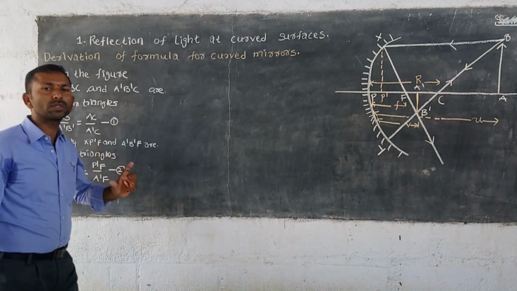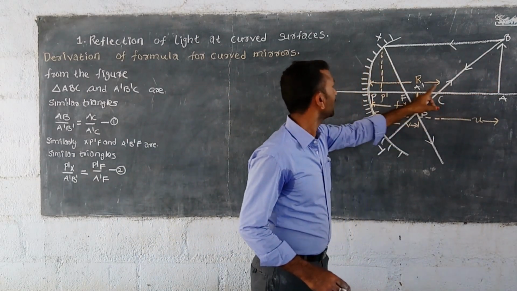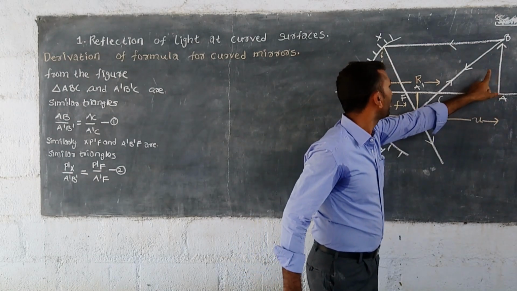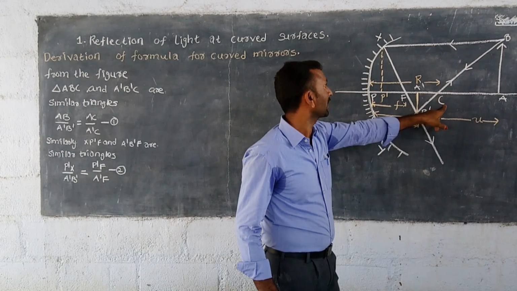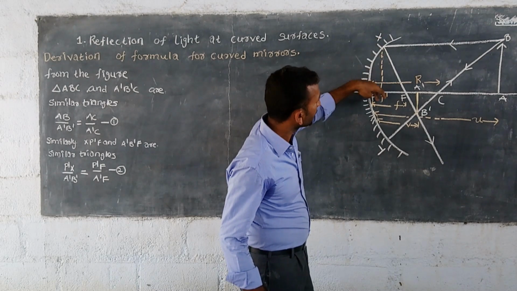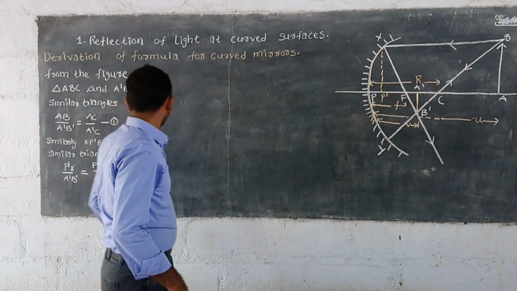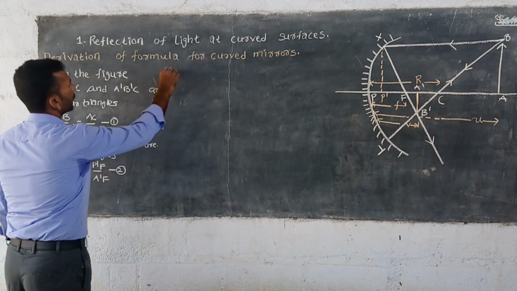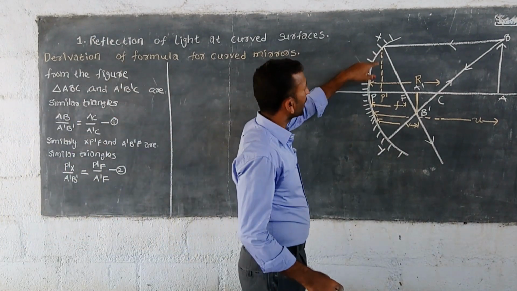So here we got two types of similar triangles. First one is triangle ABC and triangle A'B'C. Both are similar triangles, and we can write AB by A'B' and AC by A'C; the ratios of the sides are equal. We have another two similar triangles, that is XP'F and A'B'F. From the sides ratio we can write P'X by A'B' and P'F by A'F. And next, from the figure we can write H'P'.